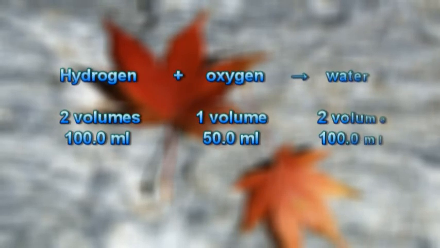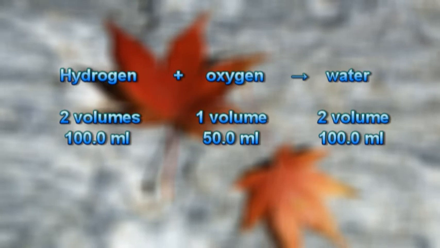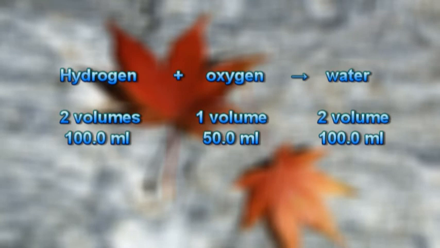In another experiment, Gay-Lussac studied the reaction of hydrogen and oxygen. He found out that 2 volumes of hydrogen gas combined with 1 volume of oxygen gas. In this case, the gases combine in the small whole number ratio of 2:1.